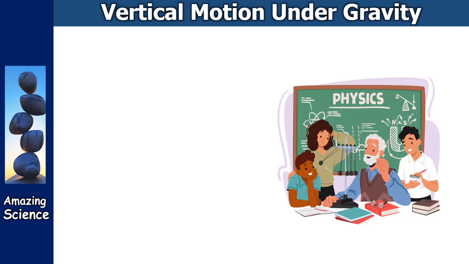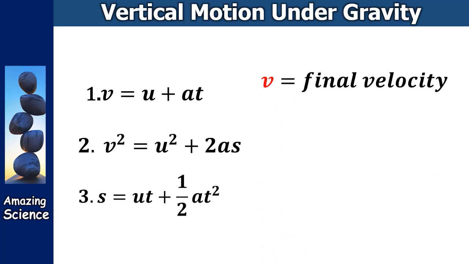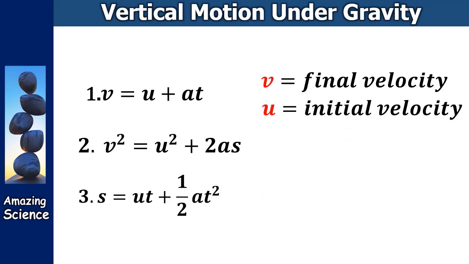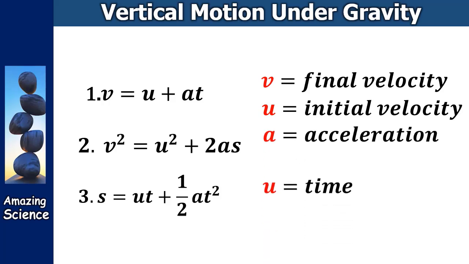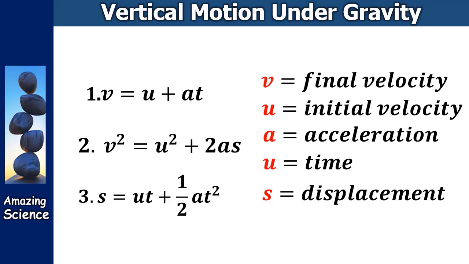We have 1. v = u + at. 2. v² = u² + 2as. And 3. s = ut + ½at². The v stands for the final velocity of the body. The u stands for the initial velocity of the body. The a stands for the acceleration of the body. And the t stands for the time taken to undergo the motion. And the s stands for the displacement or the distance traveled in the course of the motion.